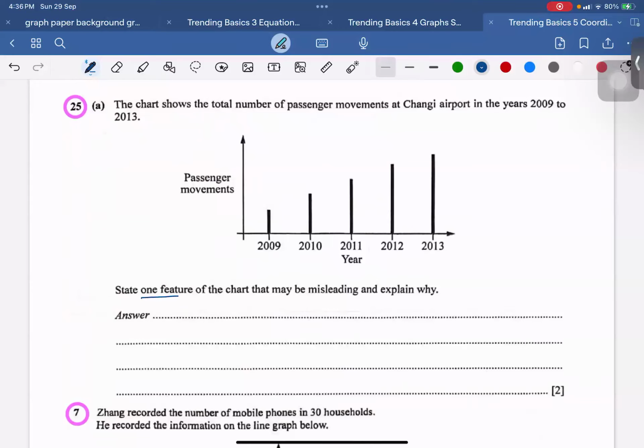Just read one feature that may be misleading. Why? First one, observe all the axes. Is there any scale? There's no scale, right? Scale is not given. So how do I know whether the numbers are proportional or not? Number two, it did not state starting from 0. So if it did not state starting from 0, the height of the bar may not be proportional to the frequency. Next, check the number of years. Is there any missing years? In this case, no missing year. So you have any two features to explain. In this case, I'll just choose any one.